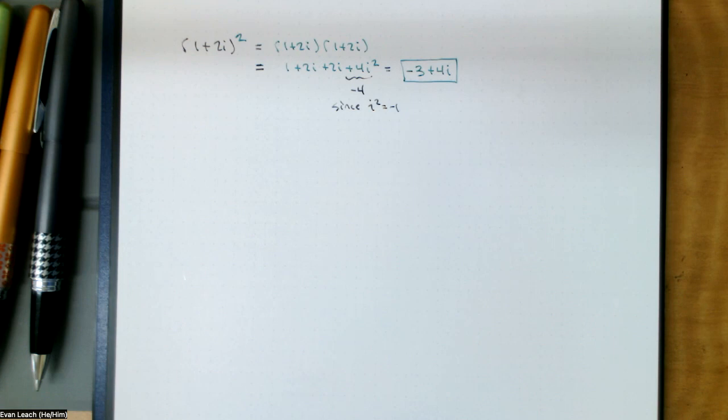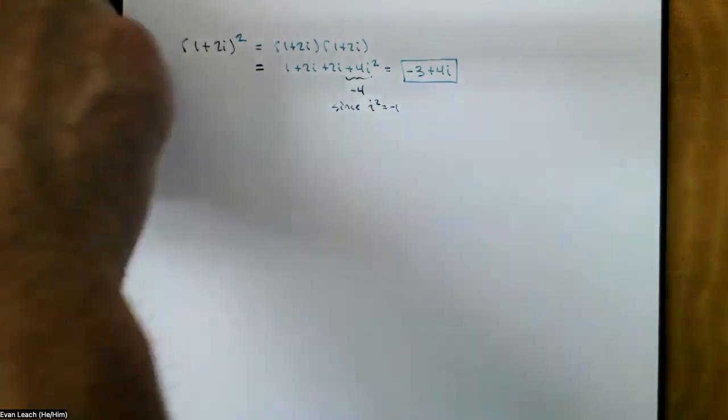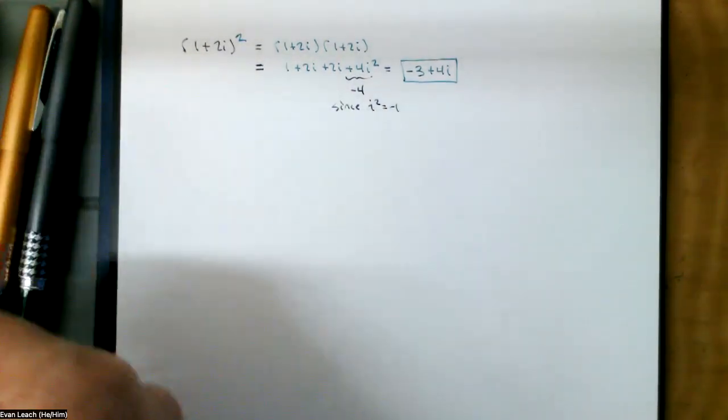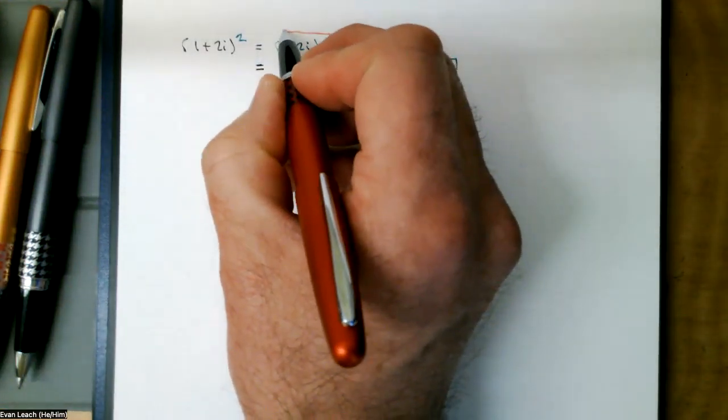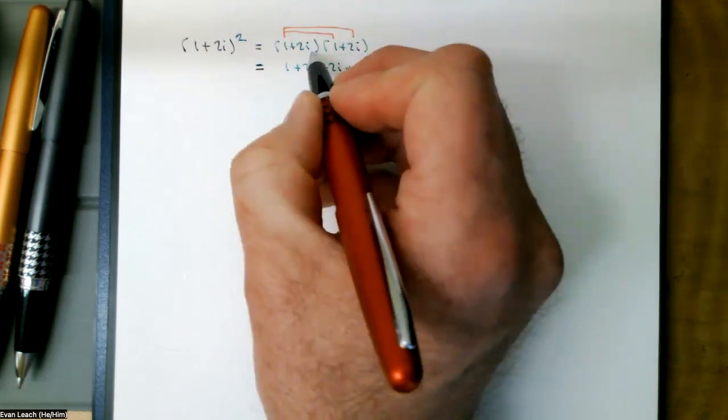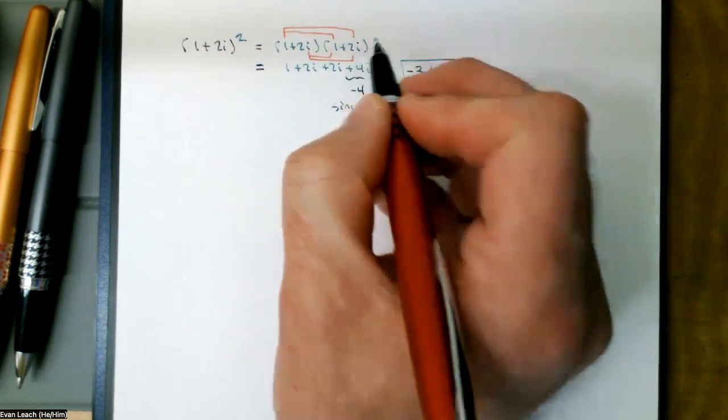That was just FOIL. So I was going to do first, outer, inner, last. So 1 times 1, outer is 1 times 2i, 2i times 1, 2i times 2i.